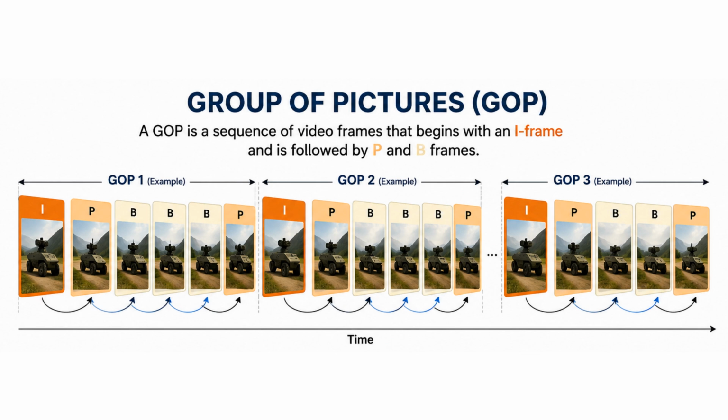Let us now understand a group of pictures, or GOP, in video compression. A GOP is a repeating sequence of I, P, and B frames. It normally begins with an I frame, which stores a complete image and acts as a reference. The following P and B frames reduce data by storing mainly movement and changes instead of the entire scene. After a certain number of frames, another I frame is inserted to create a fresh reference point.